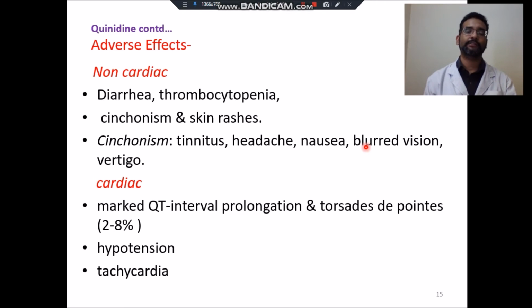Among the cardiac side effects of quinidine, it can increase the QT interval in ECG. The distance between the Q wave and the T wave will be increased because it is increasing the action potential duration. So that may lead to Torsades de Pointes.